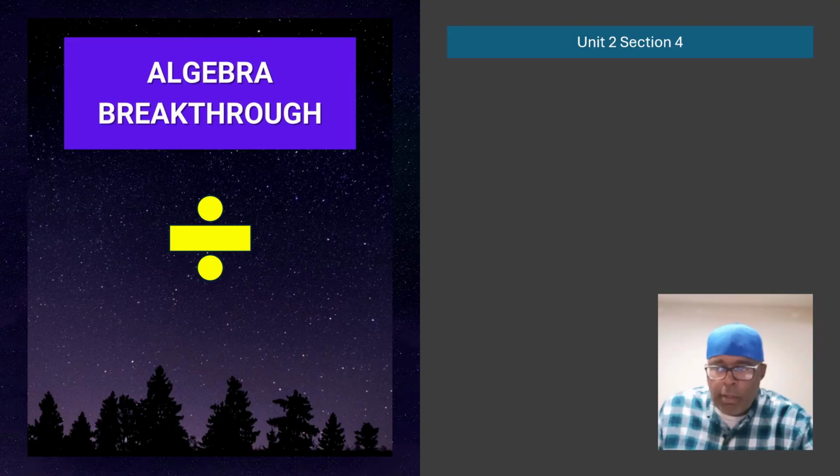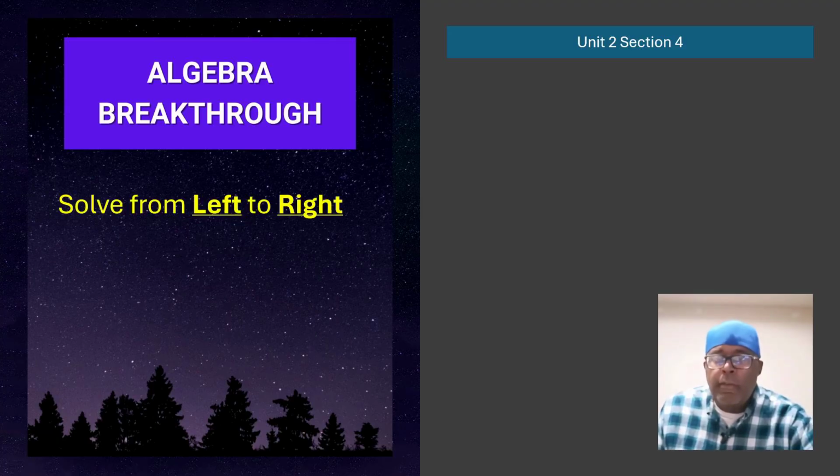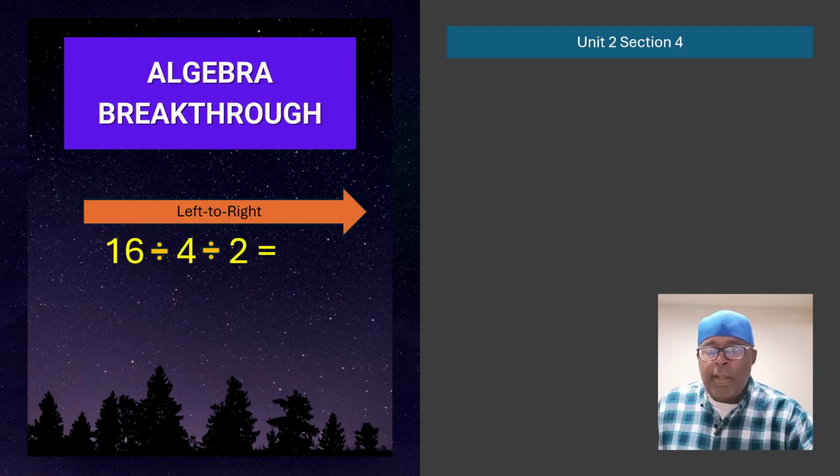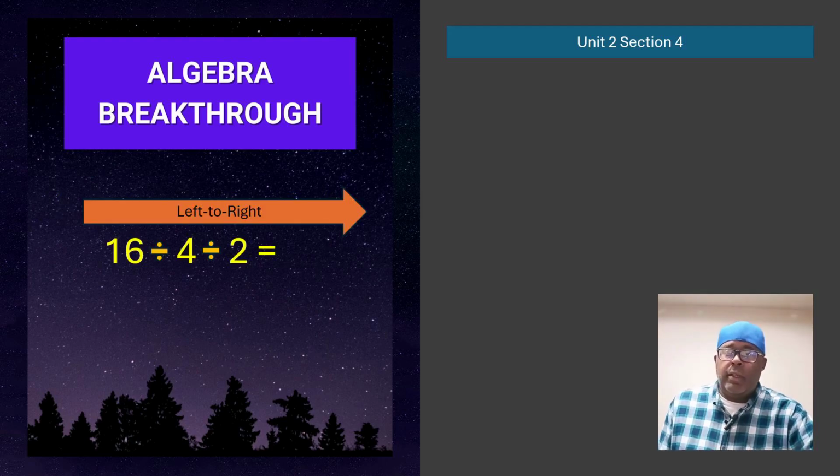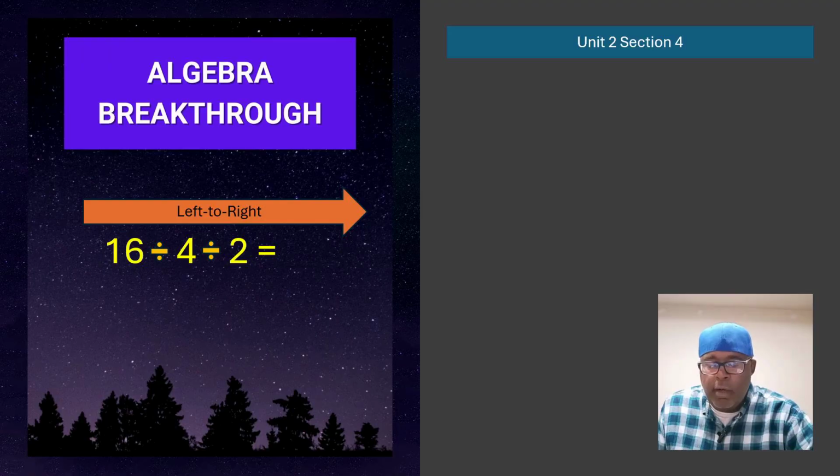Now, on to division. With division, you must go left to right. Following order of operations, you get the answer. You have 16 divided by 4 divided by 2.